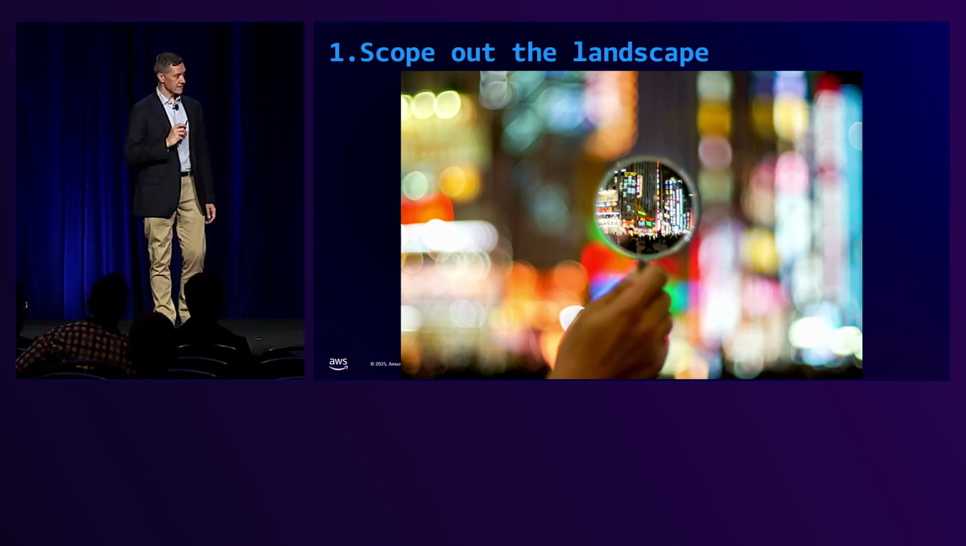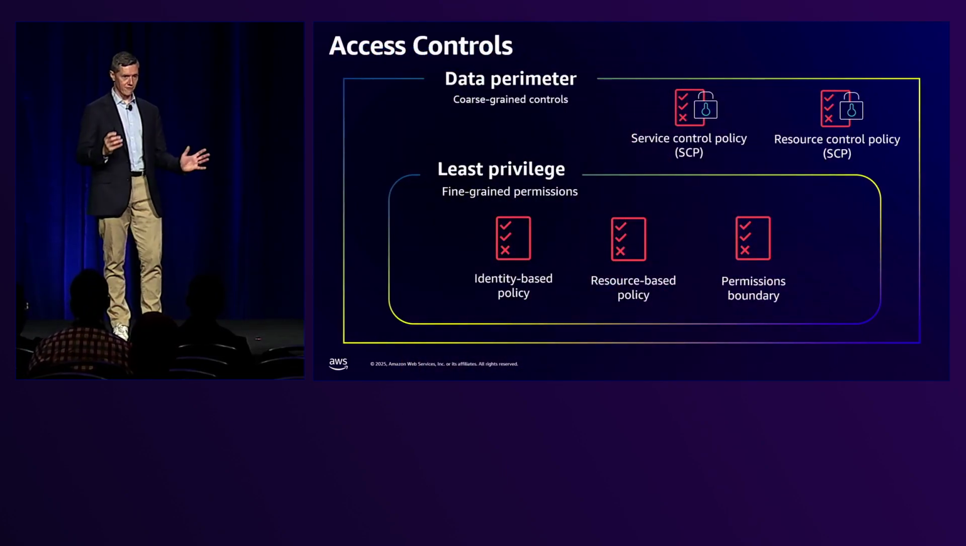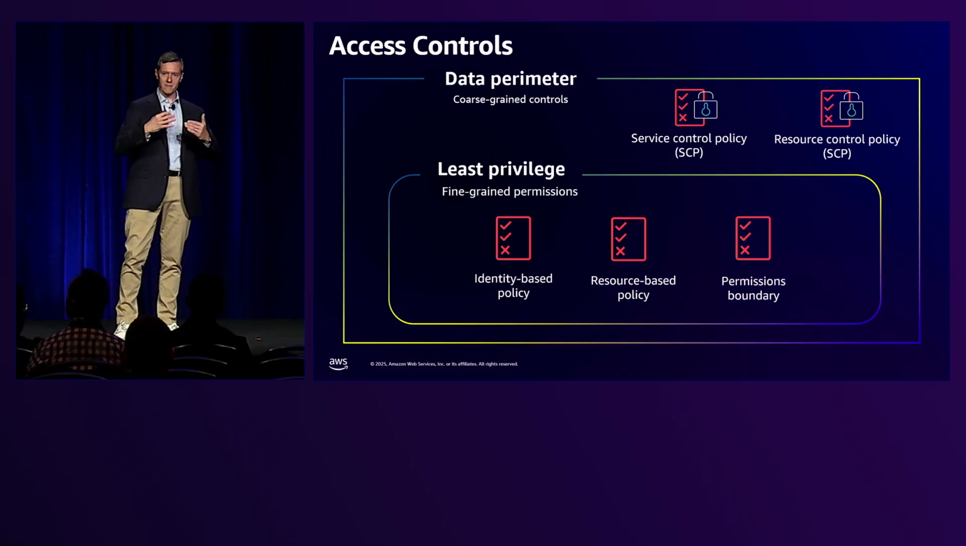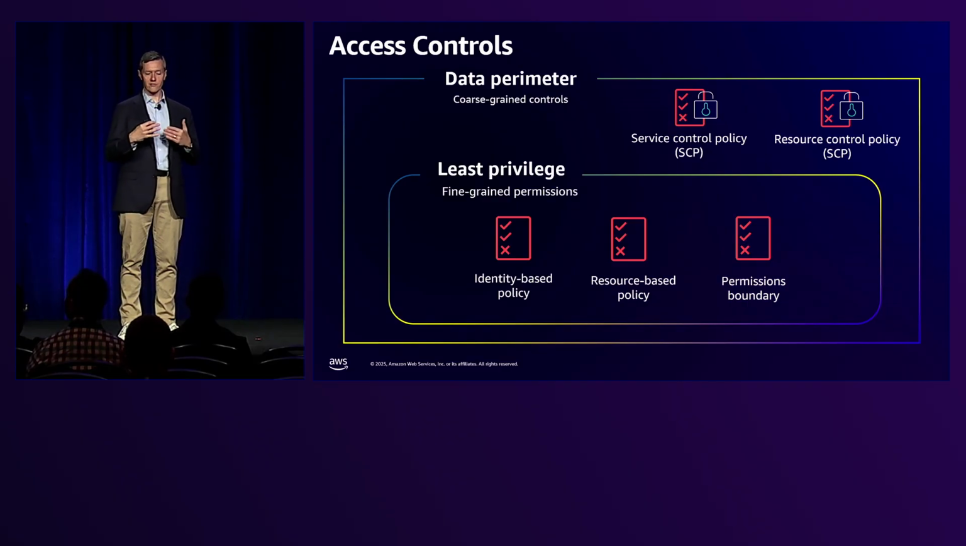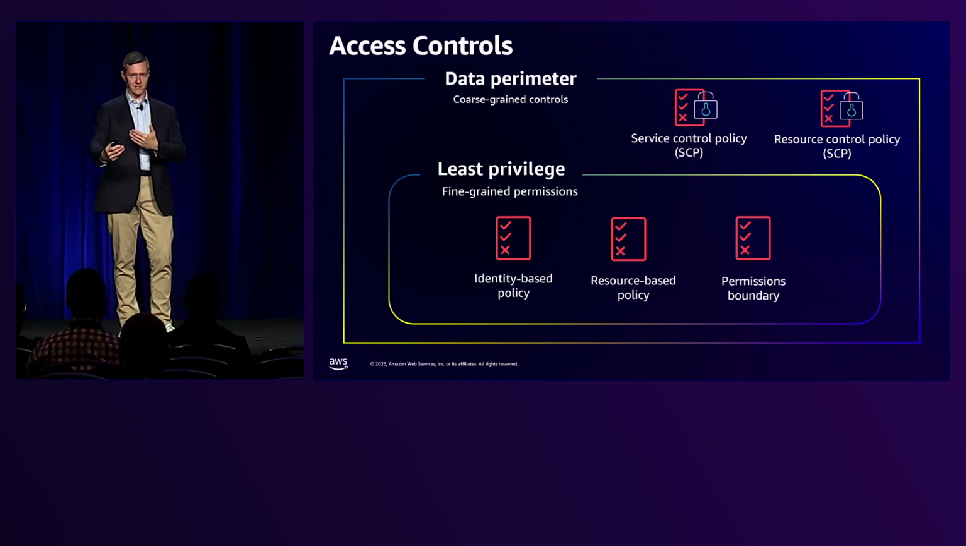So let's first scope out the landscape. To get familiar with what we're dealing with here, we're talking about access controls, IAM policies. And there's really two major categories of policies, and we think about different user personas that are associated with each. On the one hand, you have developers or builders, people making things. They want to apply fine-grained permissions, which come in the form of identity-based policies, resource-based policies, and permission boundaries to give their applications the access that they need, and hopefully nothing more than that.